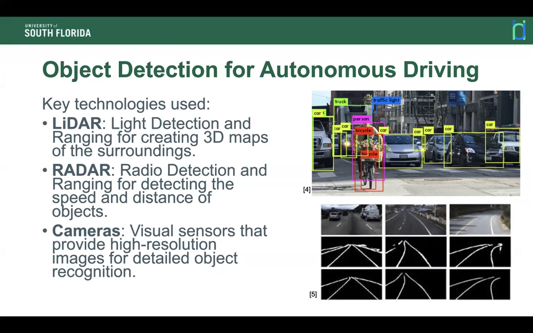Or radar, which detects the speed and distance of the object. Radar is particularly useful in adverse weather conditions like fog, rain, or snow, where visual systems might struggle. And cameras, which provide high resolution images for detailed object recognition. They capture visual information, allowing the vehicles to identify and classify objects such as pedestrians, other vehicles, traffic signs, road markings. It is essential for understanding the visual context of the driving.